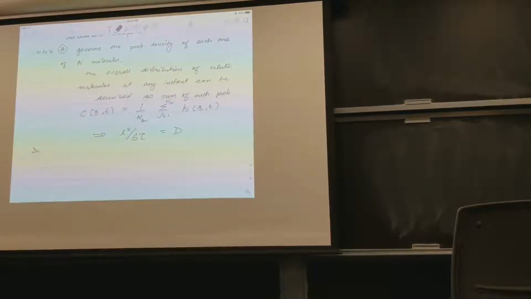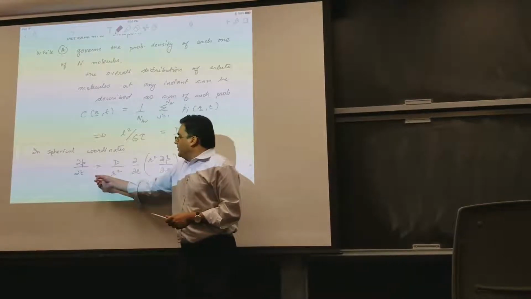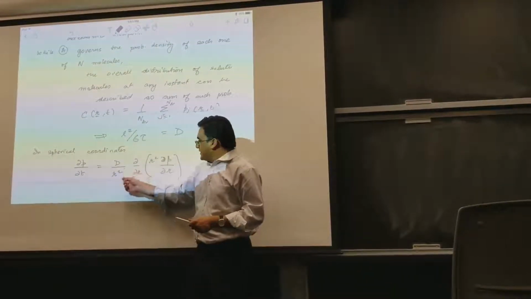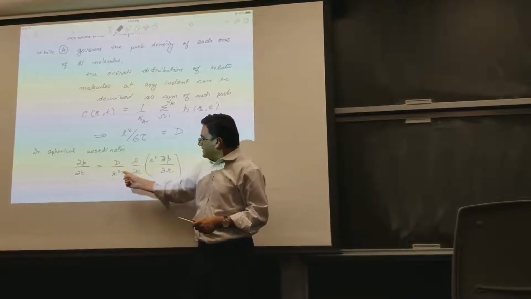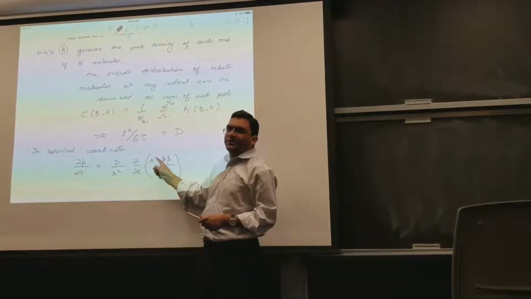So if I rewrite everything in spherical coordinates, then dP over dt is d over dr of r squared dP over dr. And something that you'll become familiar with over the course of the semester is that whenever you are looking at these derivatives, it's r squared for spherical, r raised to power 1 for cylindrical, and r raised to power 0 for Cartesian, right?